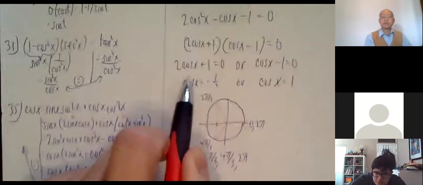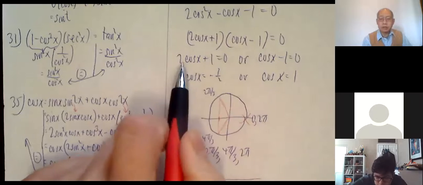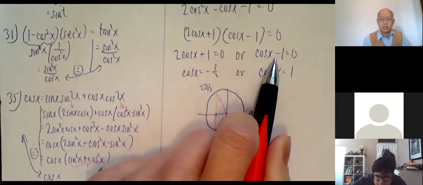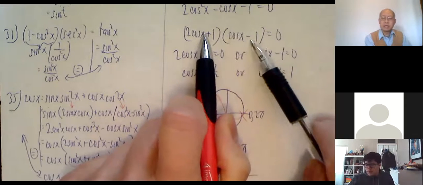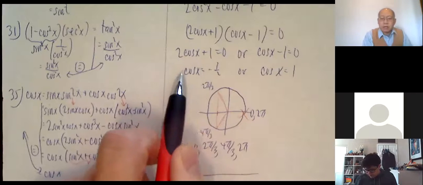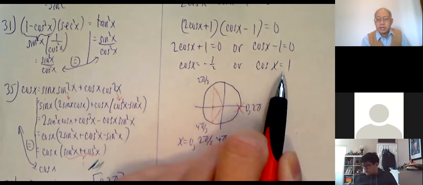Okay, so then I use the 0 factor property again. Either this is 0 or this is 0. 2 cosine x plus 1 equals 0, or cosine x minus 1 equals 0. Right, so from algebra, if a times b equals 0, then either a equals 0 or b equals 0. Okay, a little bit of algebra here. Cosine x is negative a half, and cosine x equals 1.